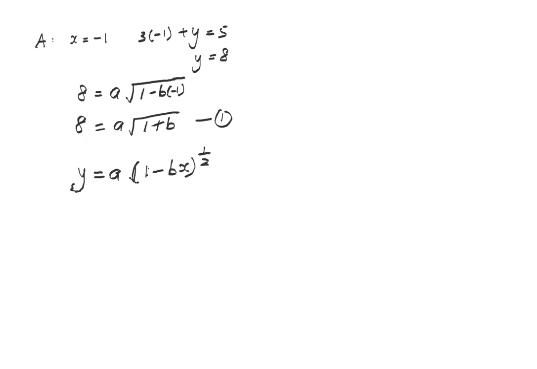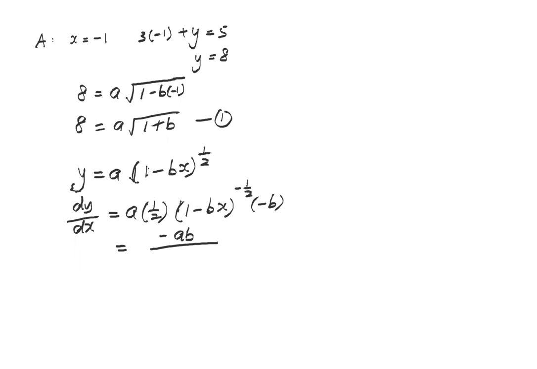Okay, I will find the derivative first. There is A times half, times (1 minus Bx) to the power of negative half, and times negative B. So this will be equal to negative AB over 2 square root of 1 minus Bx.